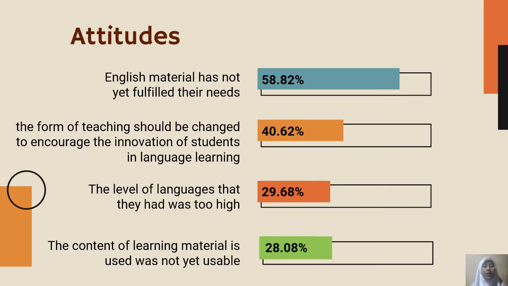Okay, and come to the attitude part. In the attitude part, students respond that English material has not yet fulfilled their needs. In a learning management system now, the English material didn't fulfill their needs yet. Then the form of teaching should be changed to encourage the innovation of students in language learning.